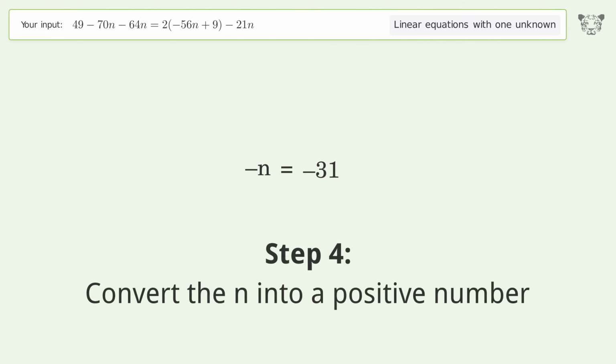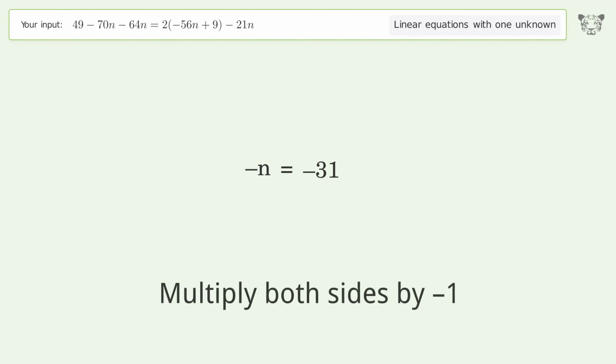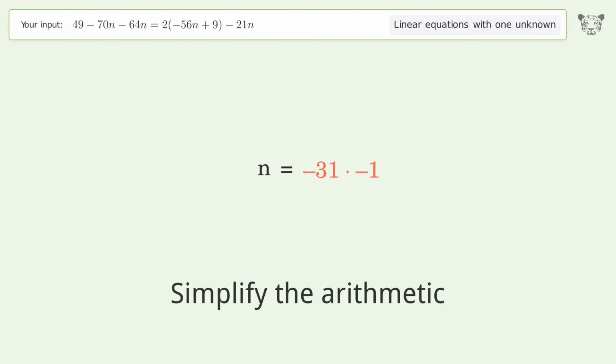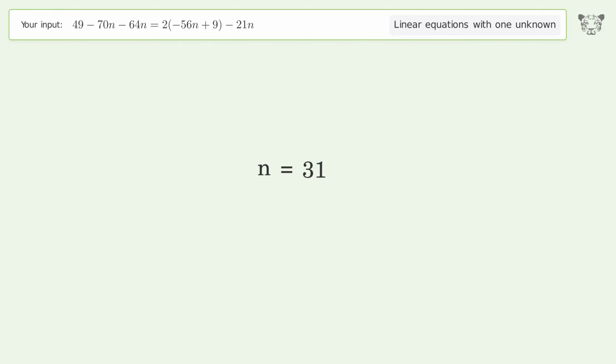Convert the n into a positive number. Multiply both sides by -1. Remove the ones. Simplify the arithmetic. And so the final result is n equals 31.